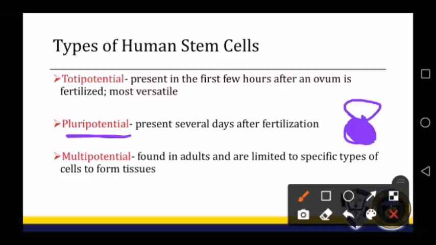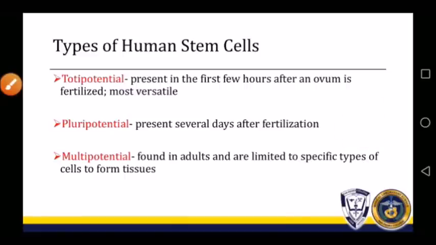Unlike totipotential stem cells na very versatile, no? They can be anything they want to be. Si totipotential stem cells, pwede siya maging kani embryo, pwede siya maging kani yolk sac. Si pluripotential stem cells, ang kaya lang niya maging, or ang iyang capacity lang, is to become whatever organ is present in the embryo. So, nakita ninyo ang pag-reduce sa capacity sa stem cells.